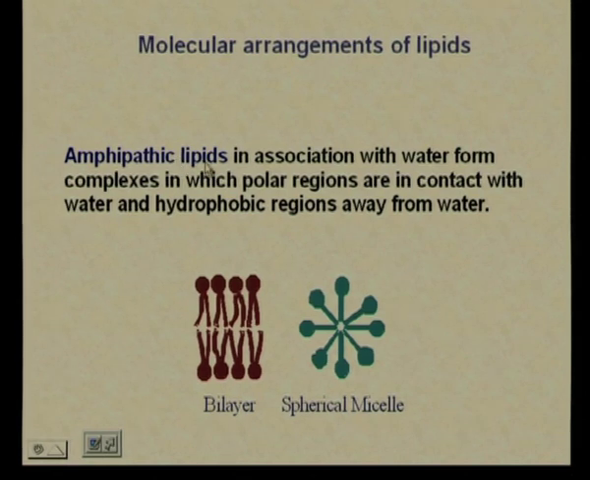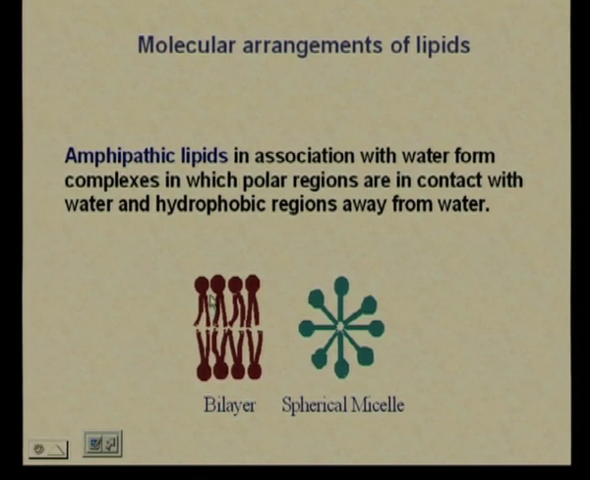So, the amphipathic lipids in association with water will form complexes in which the polar regions are in contact with water and the hydrophobic regions are away from the water. Okay? So, it is a very smart way of forming the lipids, where you have a strong bilayer which is not going to allow everything in and out of the cell, but at the same time it is going to be extremely important in the characterization of the lipid bilayer.